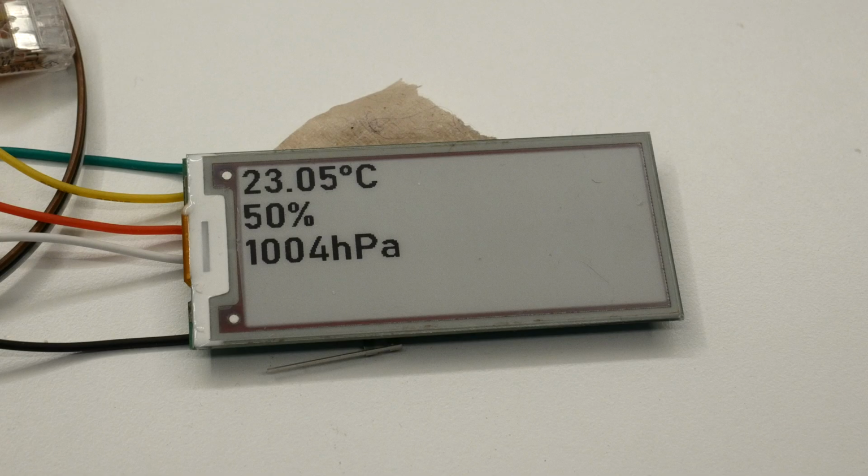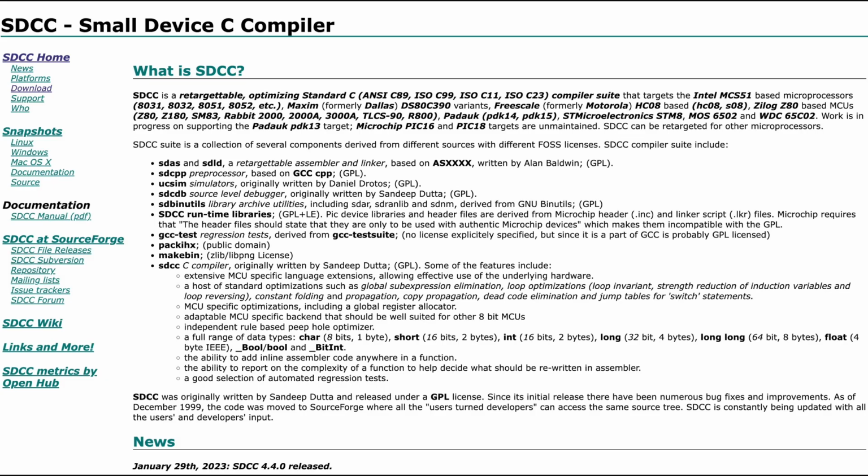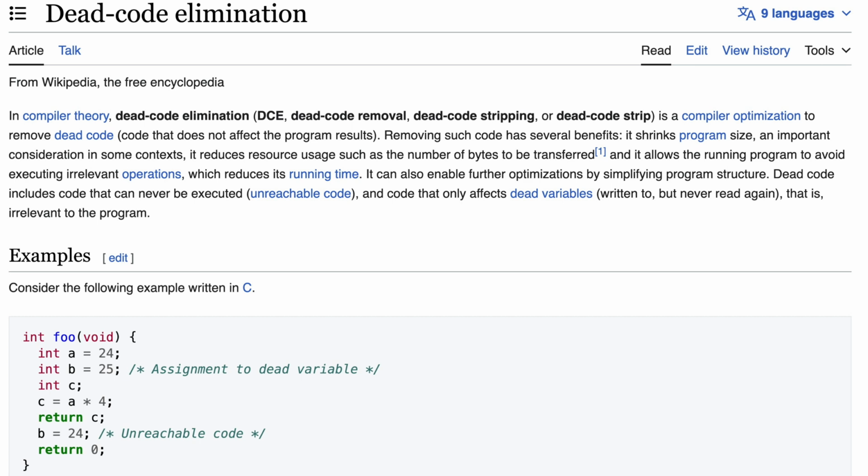Next, I needed to extend the tag software to be able to read the BME280 sensor, which proved to be quite difficult. First of all, there is only one compiler available for free, which can compile the code for the tag, called Small Device C Compiler, or short SDCC. While it is great to even be able to compile software for the tag, the compiler lacks a lot of features, one of them being dead code elimination.